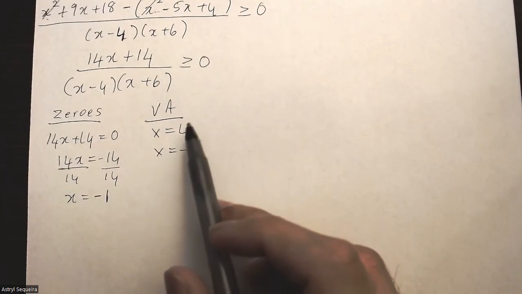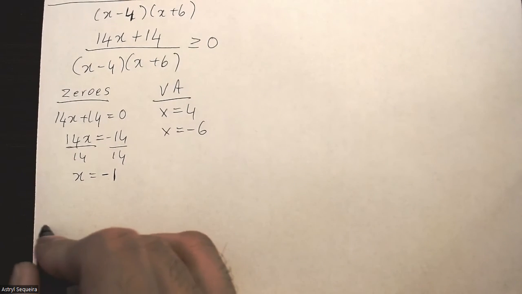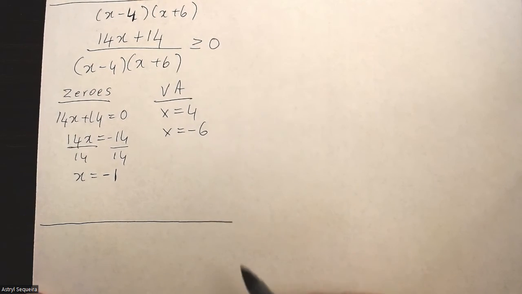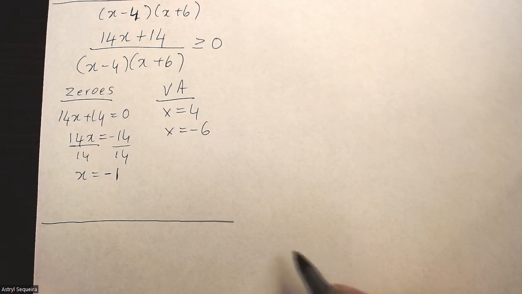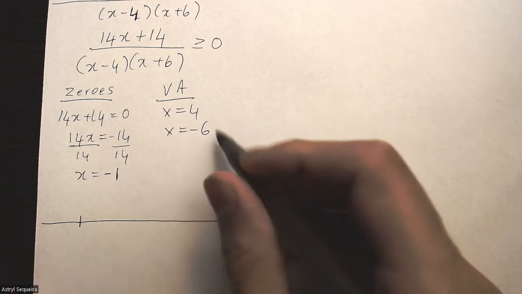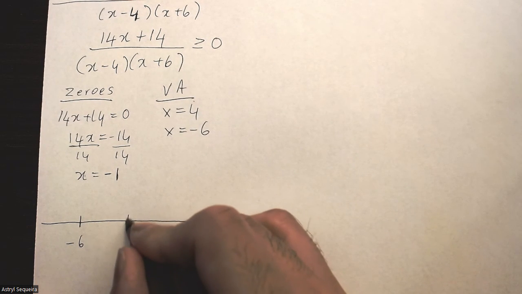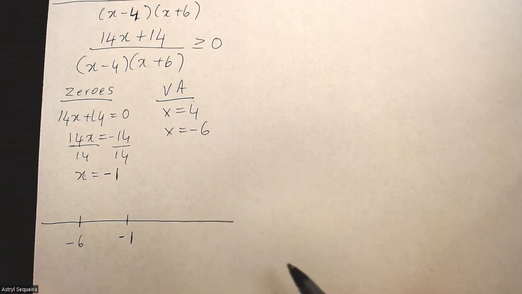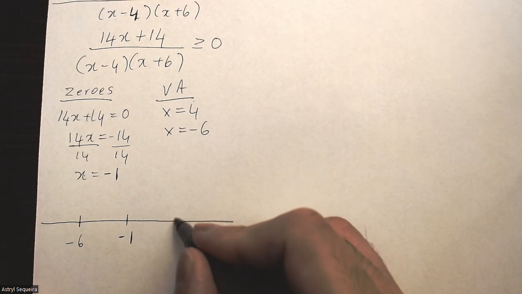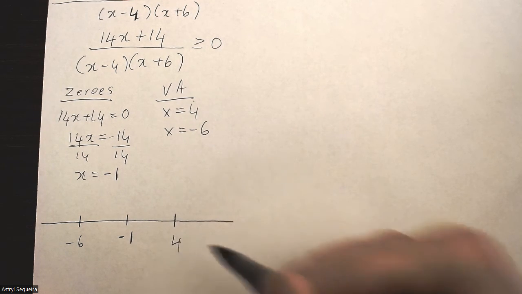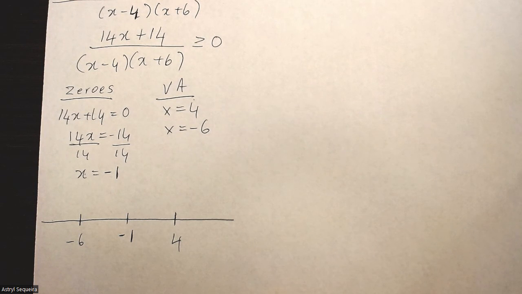So now that I have my zeros and my vertical asymptotes, I want to put them on a number line. You can use a sign chart as well, but I find a number line to be a lot quicker. I'm going to put my vertical asymptotes and zeros on my number line. You should put them in order from lowest to highest. And then we want to test each range to see which interval is good and which one is bad.